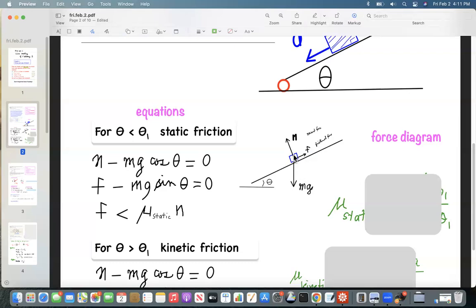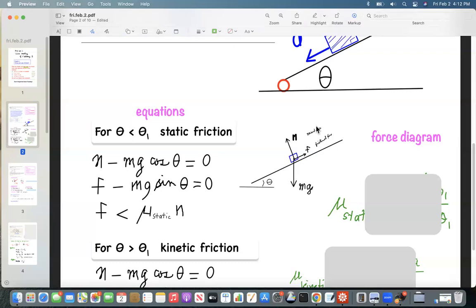Perpendicular to the surface will be downward. This angle will be the same as this angle, so it'll be downward. This is the hypotenuse of a right triangle, so it'll be negative. The hypotenuse is mg times the cosine of the angle, and this angle is the same as this angle. Now for static friction, nothing is moving, so the net force is 0. Now I also have a force going up tangent to the surface.